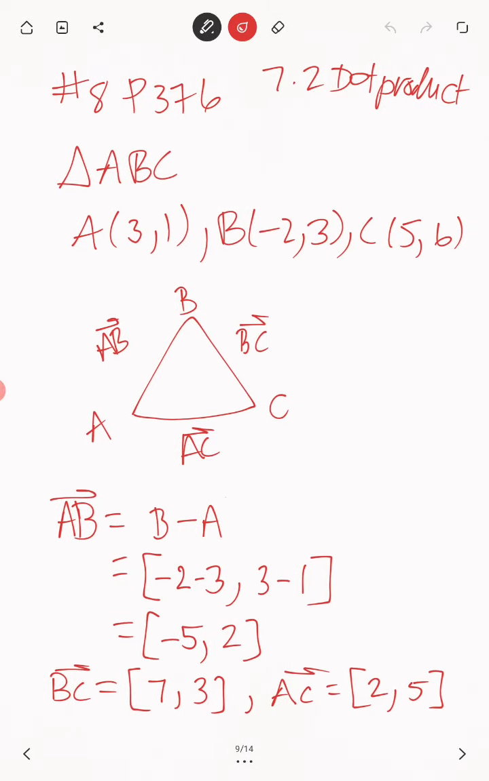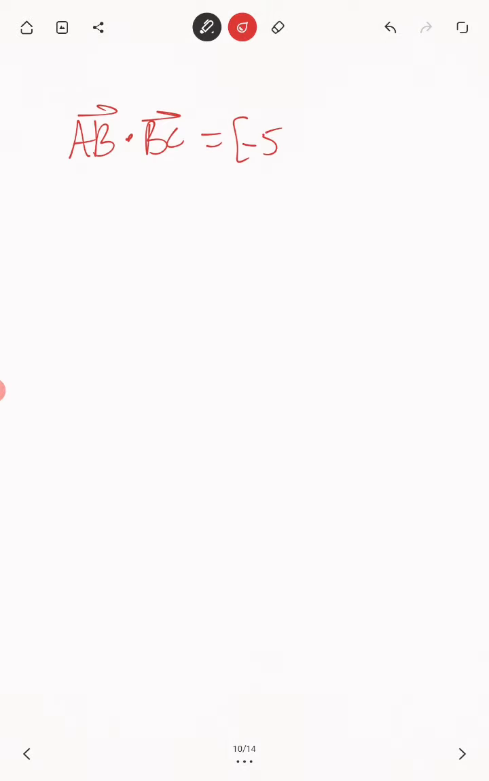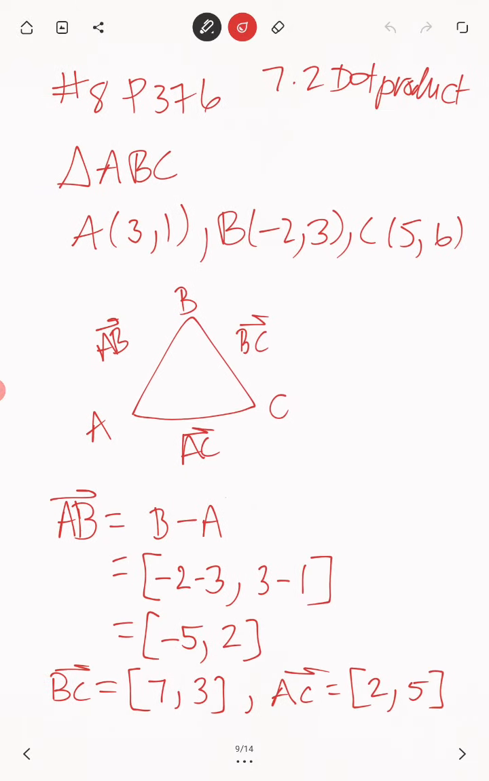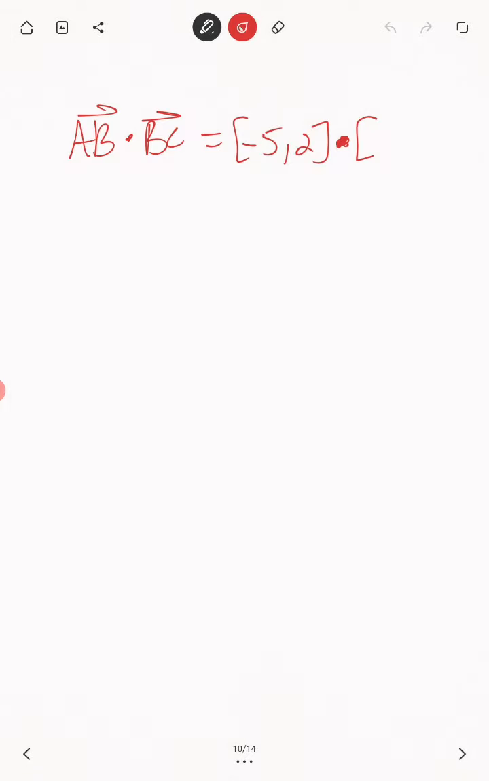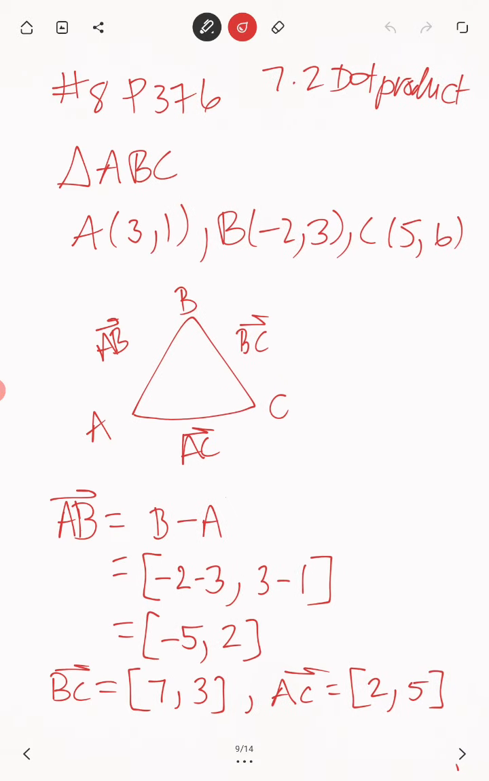So we'll start with AB dot BC. Vector AB is -5, 2. Dot that with vector BC, which is 7, 3. And the dot product is -35 plus 6, which is not 0. I don't really care what it is, but it's not 0, right? So we know that AB is not perpendicular to BC so far.